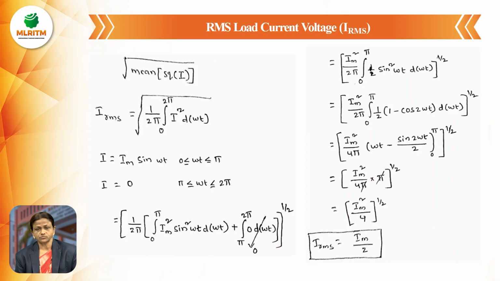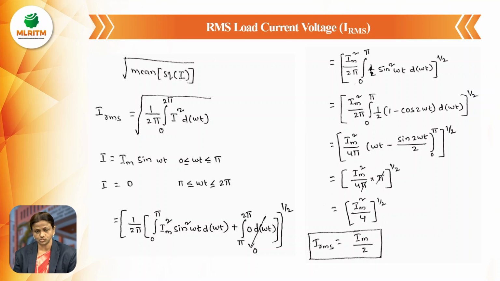So IRMS is equal to the square root of 1 by 2 pi integral from 0 to 2 pi of (Im sin omega t) whole square d omega t. Here I is nothing but Im sin omega t for 0 less than or equal to omega t less than or equal to pi, and I equals 0 for pi less than or equal to omega t less than or equal to 2 pi. So during the negative half cycle, the current value equals 0.